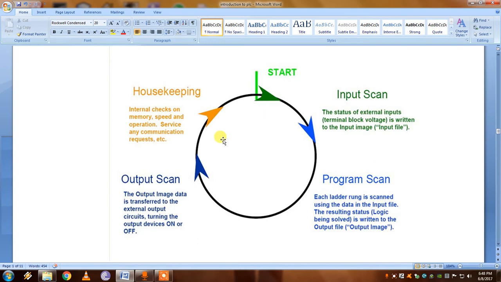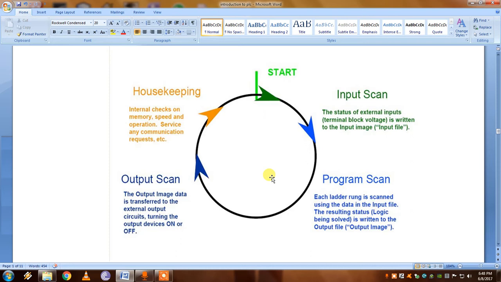When a program is given to a PLC, it starts and the input is scanned. The status of the external input terminal, which is a terminal block voltage, is written to the input image, which is an input file, a table where all the inputs that are scanned are stored. Then it goes to the program scan.